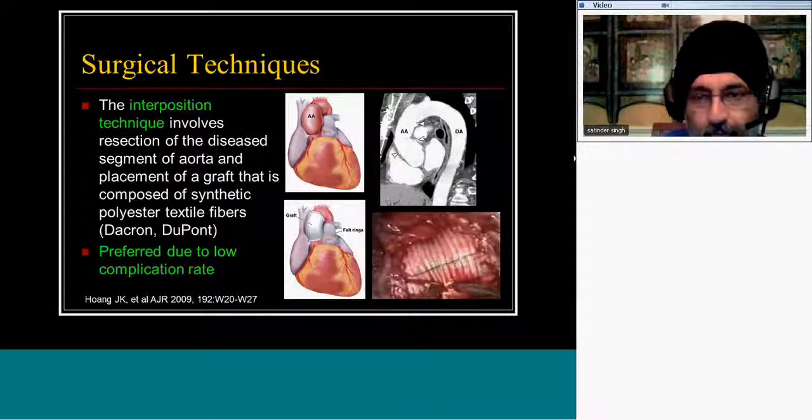So there are two main surgical techniques. One is the interposition technique, which involves resection of the diseased segment of the aorta, as shown here, and then placing a graft that is composed of synthetic textile fibers, usually DuPont or Dacron. So there is no native aortic wall left. What you see is a graft. And this is a preferred technique because the complication rate is lower as compared to the inclusion graft. If you do the sagittal oblique imaging, you will be able to see the graft itself is a straight tube rather than a normal curvature of the aorta. And also you can see the reinforcement with the Teflon pledgets at the anastomotic sites.